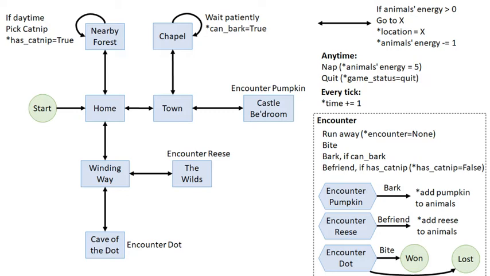So the first thing that can be affected by the time is when you're in the nearby forest, during the daytime, you can pick up catnip, and that will set the has catnip Boolean flag, the attribute, to true. Daytime is calculated as a function of the current time. When you take the time modulo 4, if it's 0 or 1, it's daytime. So there's a day-night cycle of every 4 ticks.